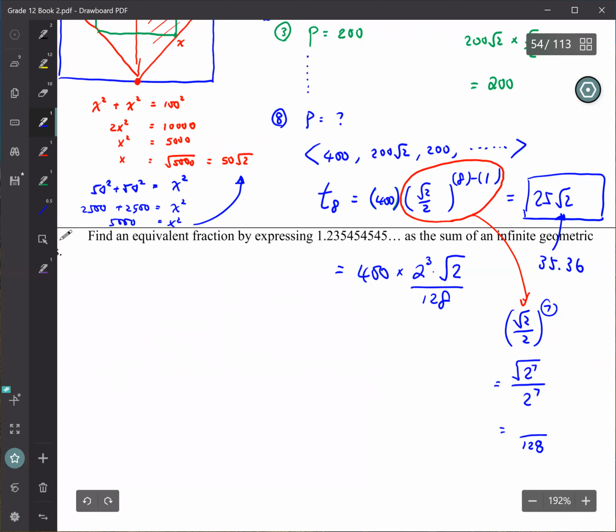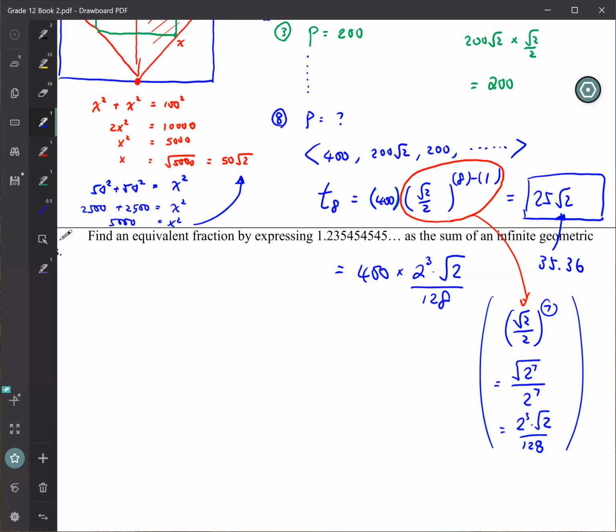And then for the root, in order to take things out, you have to have pairs. 2 to the 7, you can make 3 pairs of 2, right? 2 times 2, that's 1 pair. Because you have 7 2s inside, you get 3 pairs. So that's why it's 2 cubed, okay? And then you get 1 left over, so it's root 2. So that's how she got that expression there. And after that, you can multiply together. 2 to the 3 is 8. So 8 times 400 is 3200.